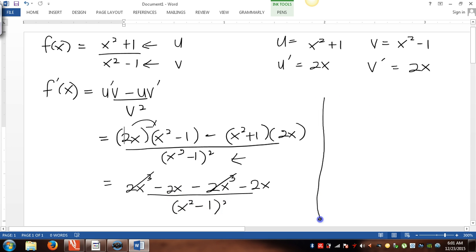Now we have to expand and simplify that. We get negative 4x, because of negative 2x minus 2x, so we get negative 4x over x squared minus 1, squared. So this is your final solution.